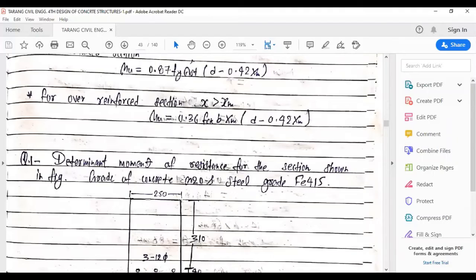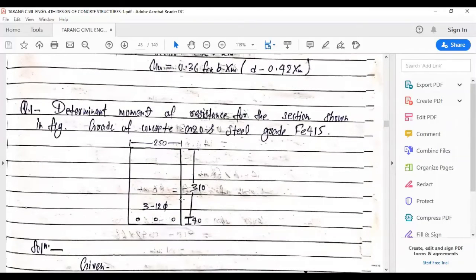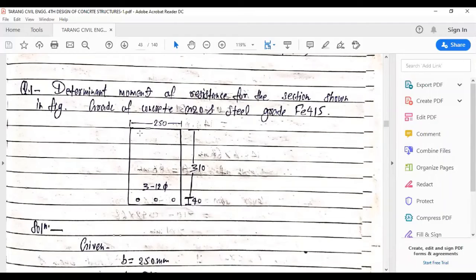So we'll move to a numerical question. And the question is, determine moment of resistance for the section shown in this figure, where fck, that is grade of concrete, is 20 Newton per mm square, and grade of steel is Fe415. Small b is given as 250, effective depth, that is small d, is given as 310, and the cover is given as 40 mm, and 3 number bars of 12 mm dia are given.